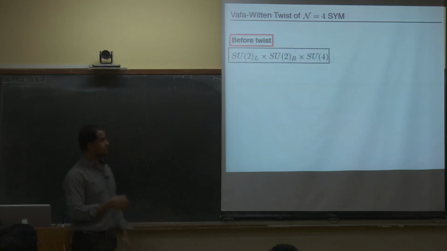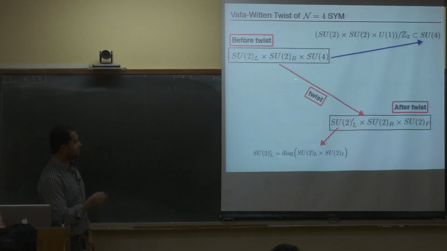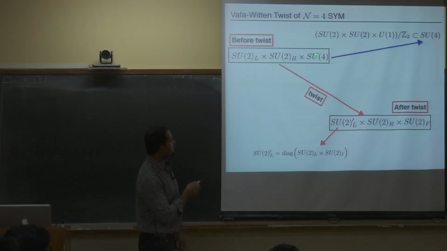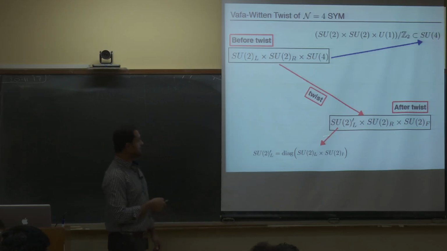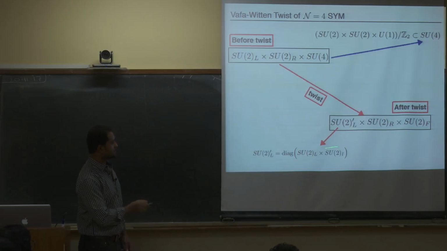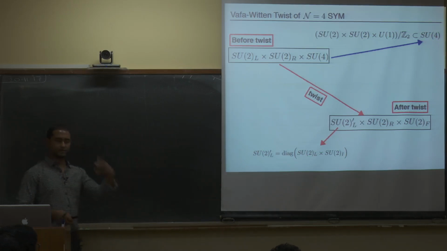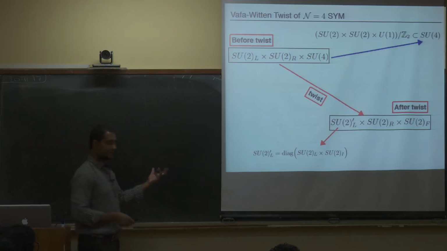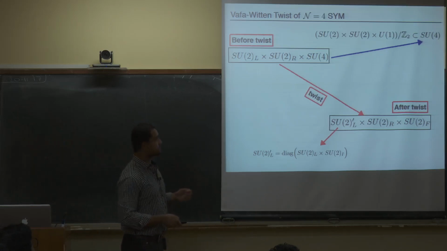Before the twist, the symmetry group is SU(2) left cross SU(2) right cross SU(4). After the twist, we get SU(2)' left cross SU(2)R cross SU(2)F. Here I break this SU(4) into SU(2)I cross SU(2)F. So basically, this is a subgroup of SU(4). Then this SU(2)' is the diagonal subgroup of SU(2) left cross SU(2)I. So we are embedding an SO(4) into this SO(6) in this particular way. This is the Vafa-Witten twist.